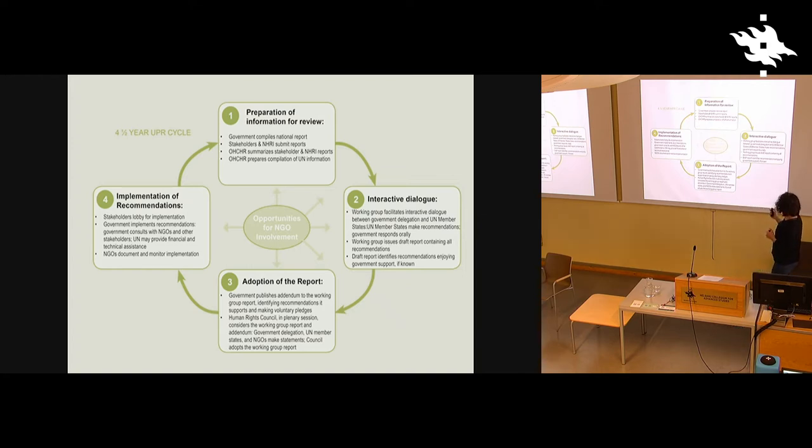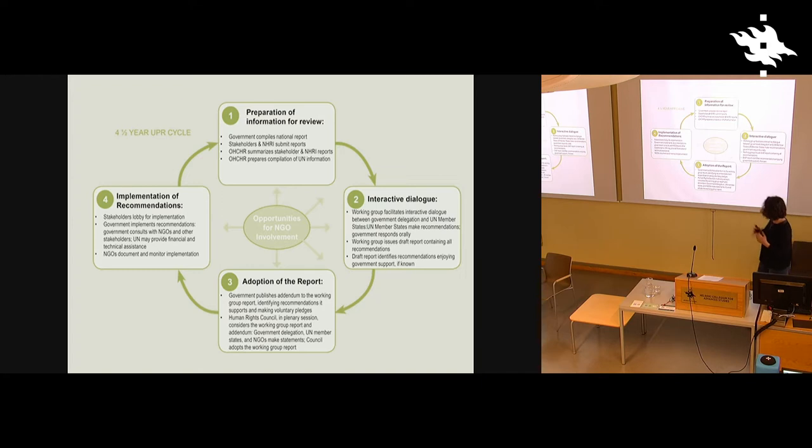The second stage, if you like, which is the most visible, is called the interactive dialogue. It's also called the working group, the review by the working group. It's this moment that takes place in Geneva in Palais des Nations in room 20, where the state under review presents its national report, and the UN member states ask questions and make recommendations that the state under review is free to reject or simply note.